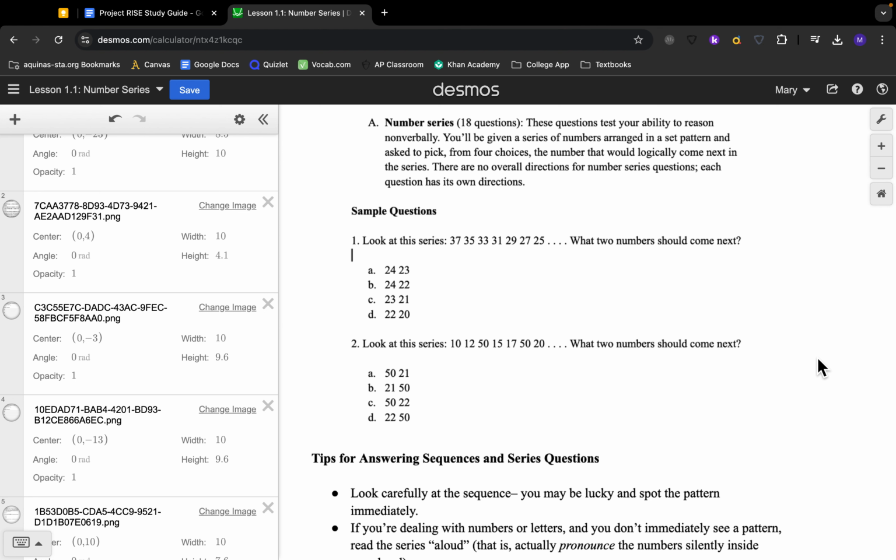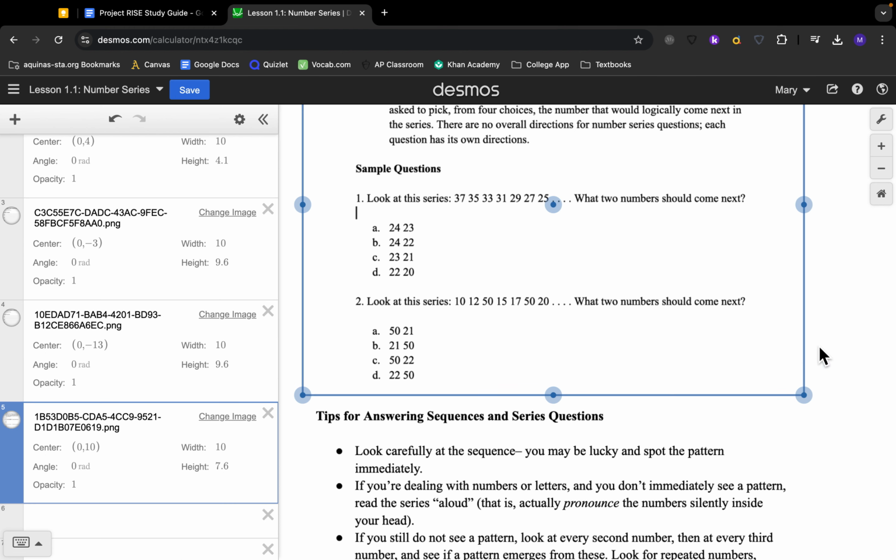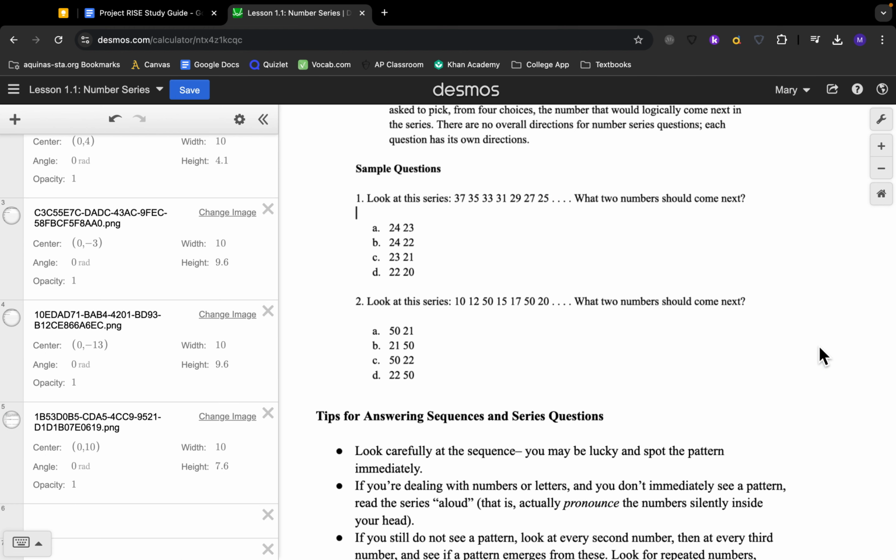You may be lucky and spot the pattern immediately, but again, you probably won't get a lot of these easier problems. The second question is telling us, look at the series, what two numbers should come next? And we're given 10, 12, 50, 15, 17, 50, and 20. So we know that 10 plus 2 equals 12, and 15 plus 2 equals 17. So every two numbers, you're adding 2. So whichever number comes after 20 should be 20 plus 2, which equals 22.